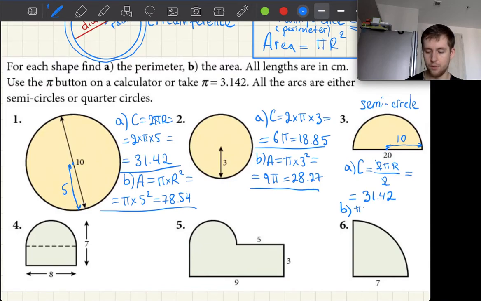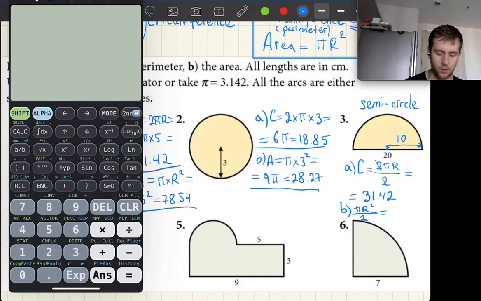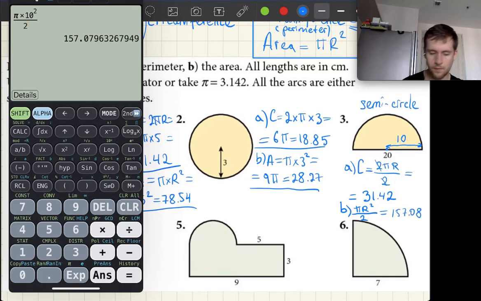B, the area, again the same thing. So pi r squared is the formula for area, but because we only have half the circle, we divide it by 2. All right, so we're going to get pi times, what was it? Radius is 10, so pi times 10 squared. All of this divided by 2. Nope, not just this part. Oops. Yeah, let me do it again. So pi times 10 squared divided by 2. So that's 157.08.